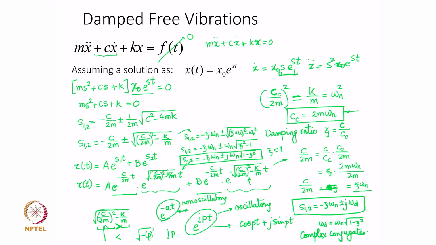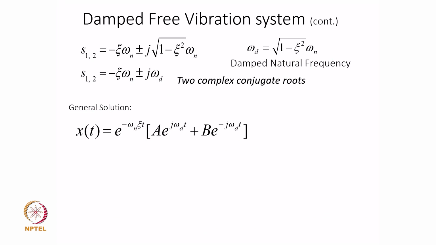Minus a plus minus j b, these two are the two complex conjugate roots of this vibratory system. And then, therefore, the general solution, as we have been writing it, x of t is a e to the power s1 t plus b e to the power s2 t. Our initial assumed solution, if you remember, was x naught. Although we wrote it as the assumed solution, because we got two roots, both roots should be accounted for in the general solution.